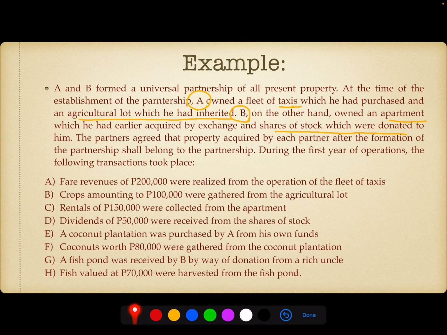Okay, so with the transactions that transpired during the existence of the operation, A acquired another property, a coconut plantation, which he purchased from his own funds. And B acquired a fish pond by way of donation. So following 1779, this fish pond will not be included, but the coconut plantation will be because A purchased it anyway. So it was not by inheritance, legacy, or donation.